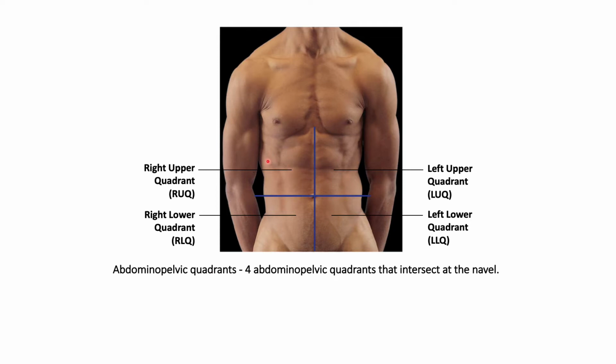So the first one's going to be the right upper quadrant. Opposite of that would be the left upper quadrant, and below the right upper quadrant would be the right lower quadrant, and then next to it would be the left lower quadrant. And the feature here is that they intersect at the navel.